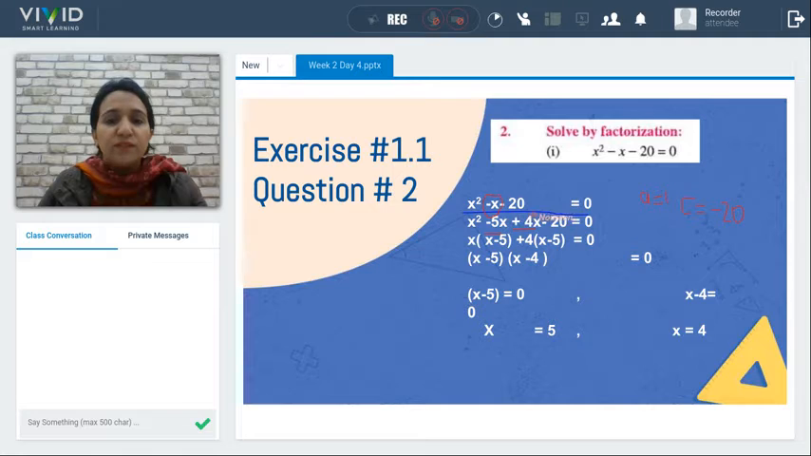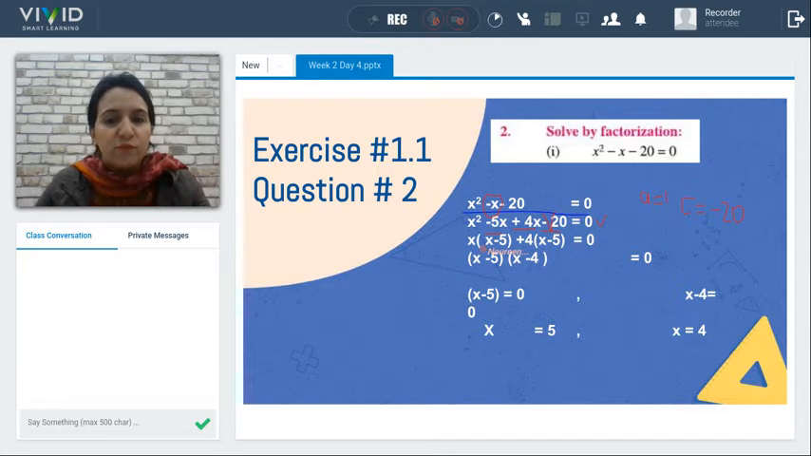Similarly, we need to match signs with minus 20 as well. If we multiply 5 times 4, we get 20, but we have to multiply the signs as well. If we multiply plus and minus, we get minus. So this is also correct, that we have minus 20. This was the factorization which we have done.